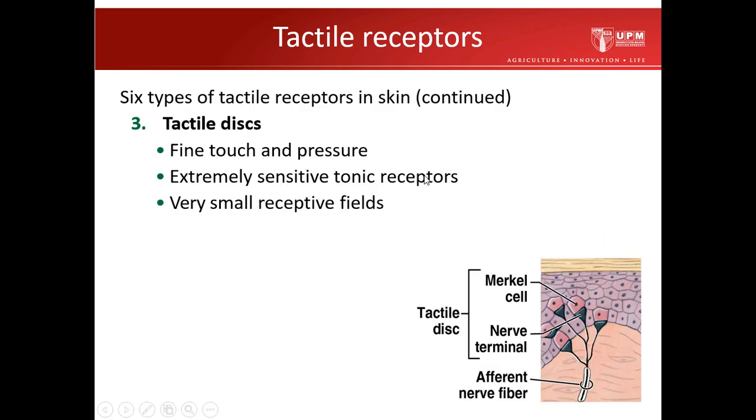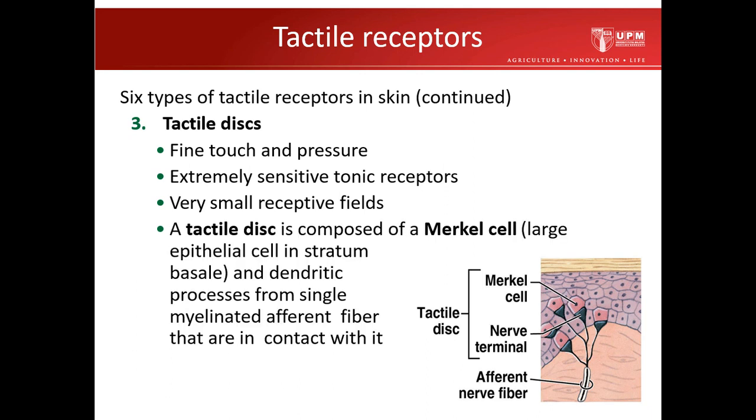Tactile discs are the fine touch and pressure receptors. They are extremely sensitive tonic receptors with a very small receptive field. The dendritic processes of many nerve terminals branching from a single myelinated afferent fiber make close contact with Merkel cells. Merkel cells are large epithelial cells in the stratum basale of the skin. Each Merkel cell and nerve terminal make up the tactile disc.